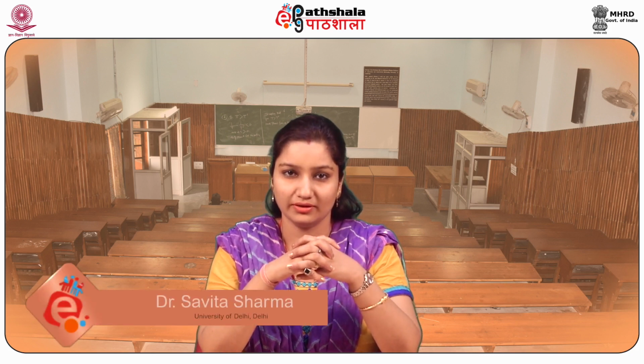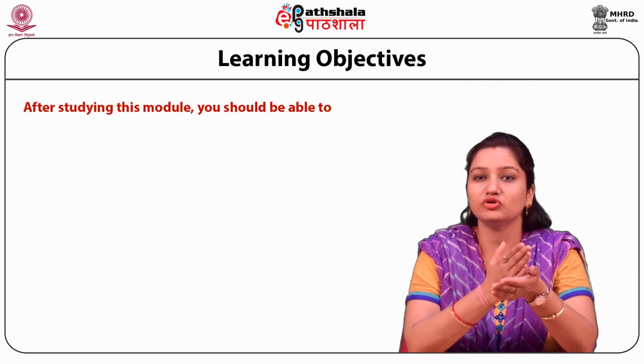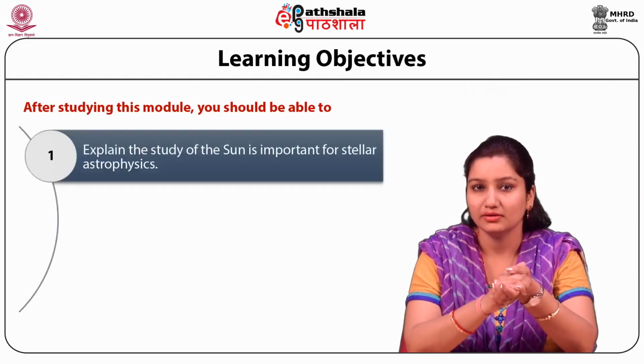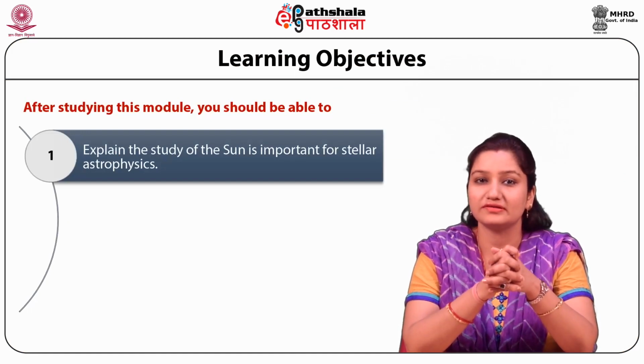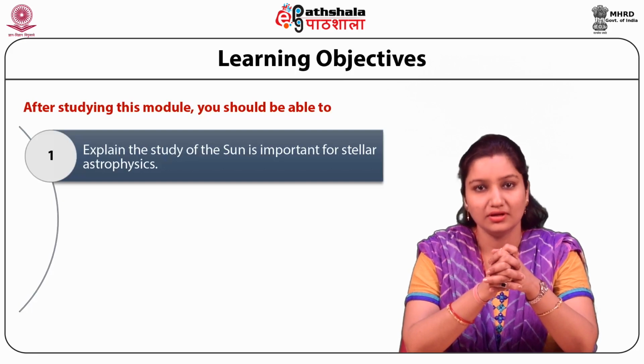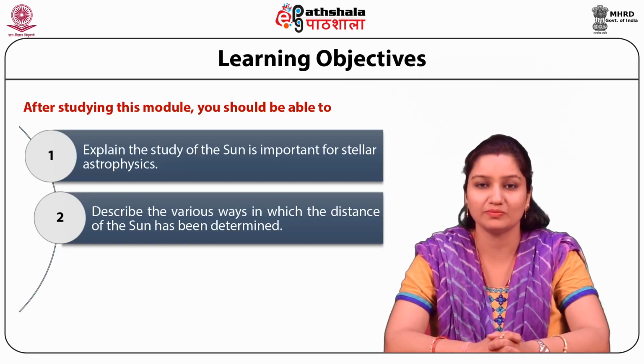I am Dr. Savita Sharma from University of Delhi, and today we are going to discuss the module The Sun: Basic Data from the paper Astronomy and Astrophysics. After studying this module, you should be able to explain that the study of the sun is important for stellar astrophysics. You should be able to describe the various ways by which the distance of the sun has been determined.